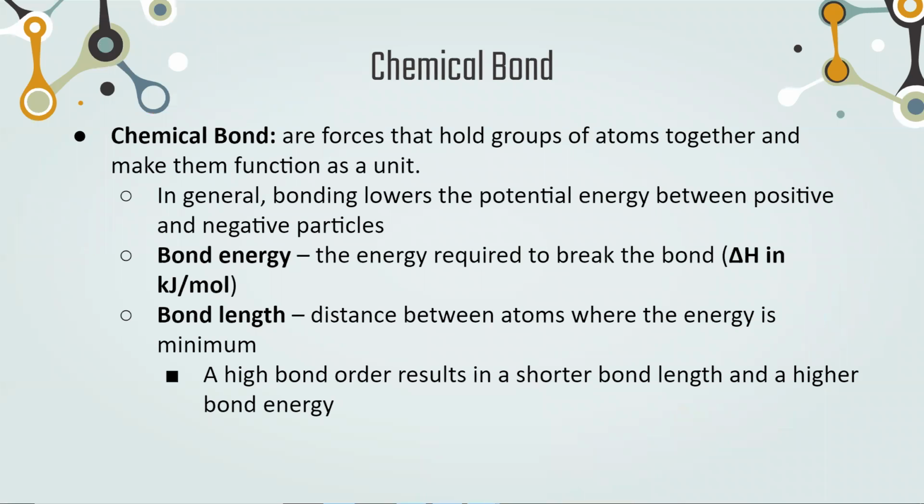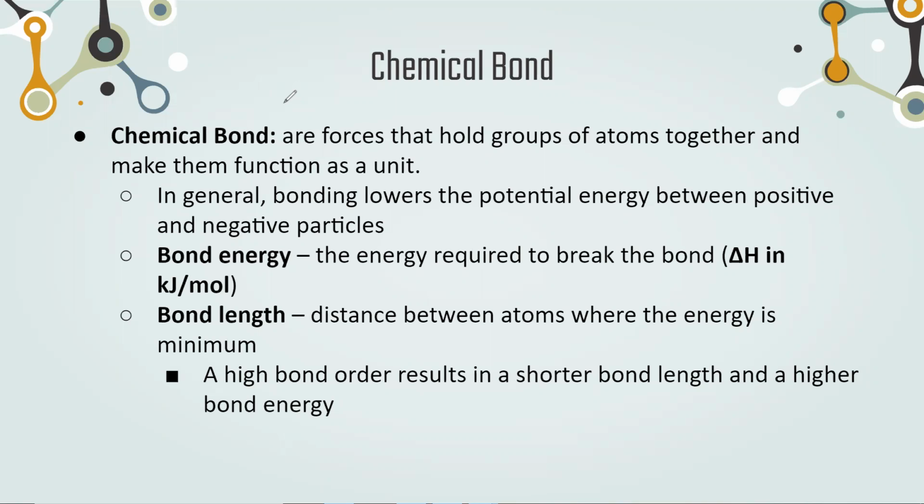To define a chemical bond, if you've forgotten what it is, it's forces that hold groups of atoms together and make them function as a unit. So basically, when two atoms bond together, they are going to be held together by a force that essentially forces those two things to act as a singular unit.